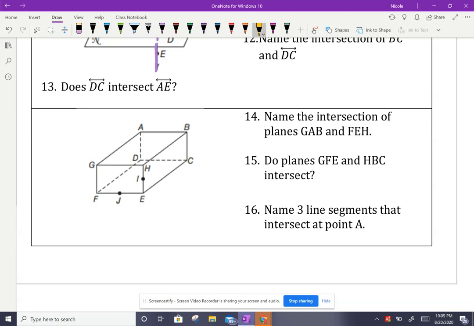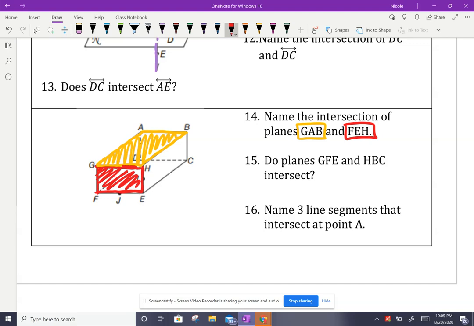So GAB, I'm going to highlight or color that GAB. So those 3 points are all a part of this top plane. So that is this guy right here. GAB. And then we have FEH. FEH is this side of the plane. So we're going to connect all of those together. So where do they touch? Where do they line up?